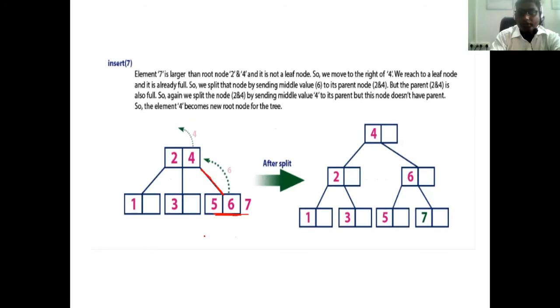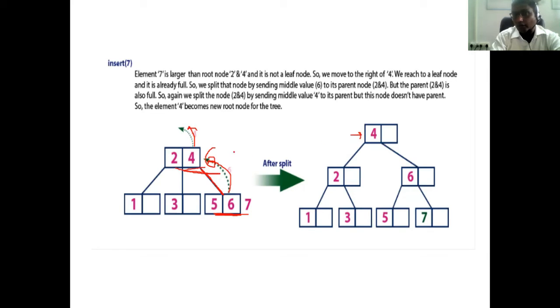If we split this particular node, 6 will go up, that means 6 will be here. But we cannot put 6 on the root node again because there would be 3 values. So again we are going to split this particular node, that is 2, 4, 6. We have to take 4 as the root node. So here we have taken 4 as the root node.